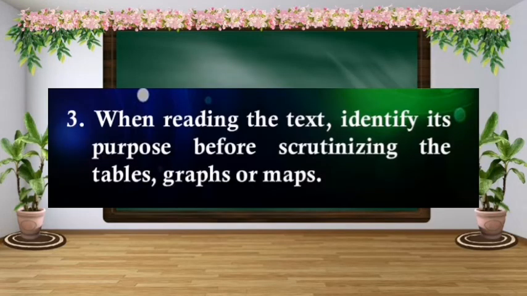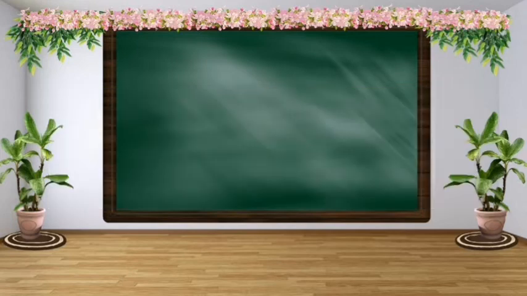The third one is, when reading the text, identify its purpose before scrutinizing the tables, graphs, and maps. It means to say that as you are reading the text, you have to identify where those details are that you are going to put in making your tables, graphs, or maps so that your text and your graphical representation are aligned and coincide with each other in making a graphical representation.